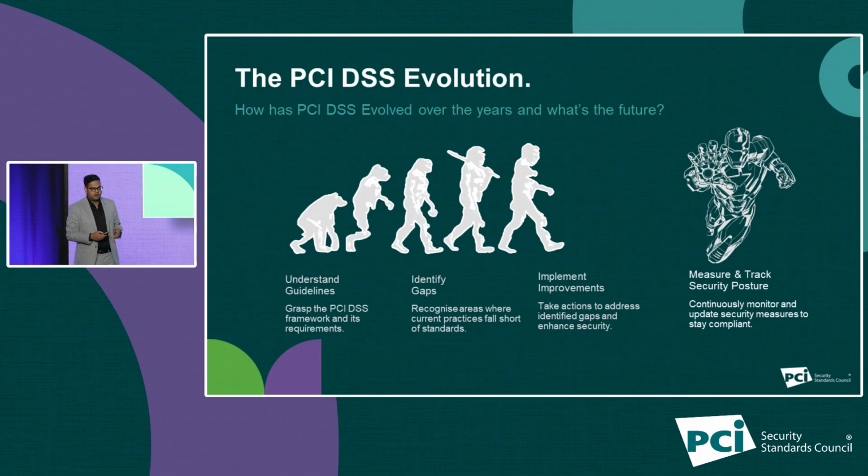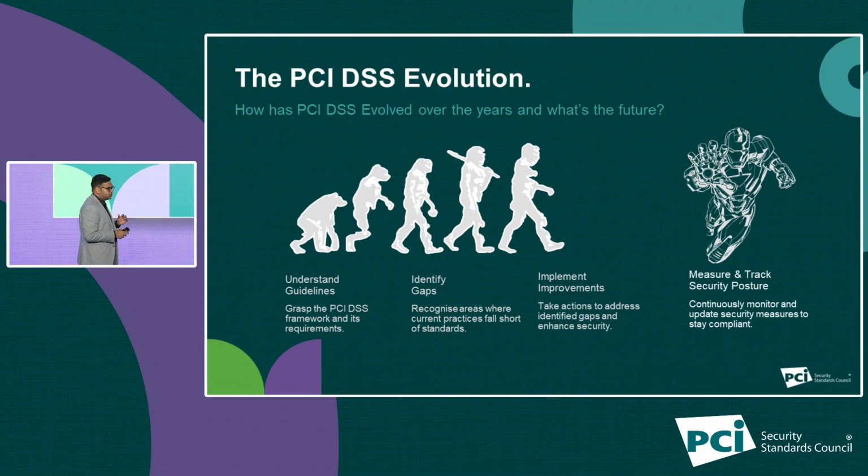If you see here, first we started with understanding the guidelines of the PCI DSS. And you would see that PCI as a council does not come up with day in and day out changes. It gives time to the ecosystem to adapt to those changes. Then we came up with identifying the gaps as per the guidelines. Then we came up with implementing improvements.